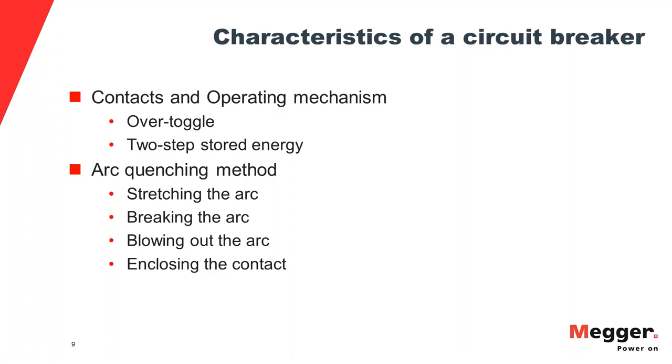extinguished. Then you have breaking the arc, where the arc is broken up by using arc chutes. You have blowing out the arc, where the arc is blown out by using blasts of compressed air. Then you have enclosing the contact, which works on the principle that an arc needs oxygen to sustain itself. So if you take out the supply of oxygen, then the arc will extinguish. This can be done by introducing dielectric media like oil or SF6, or by having no media at all, that is vacuum.